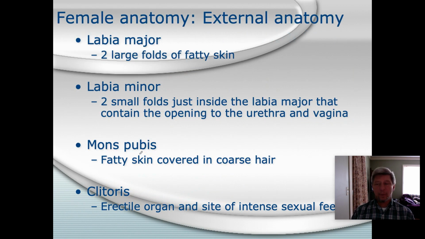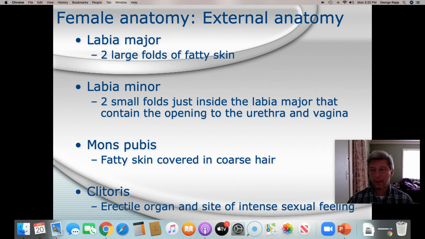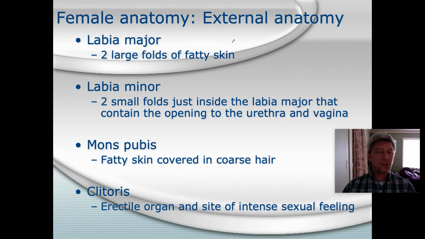All right. So the external anatomy of a female. The labia major, this is again starting from the outside and now working our way in. The labia major are two large folds of fatty skin found outside the opening, the entrance essentially to the female reproductive tract. The labia minor are found inside the labia major, and these are two smaller folds that contain inside the openings to both the urethra and the vagina.